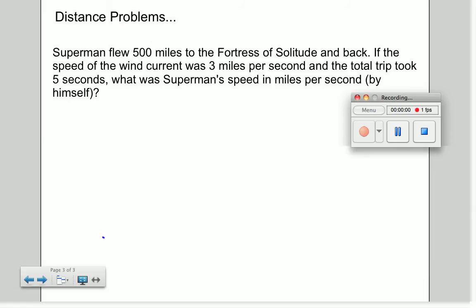Alright, now we're going to talk about Superman and distance problems. This is usually useful for anything having to deal with current, like going up a river or flying with wind current.